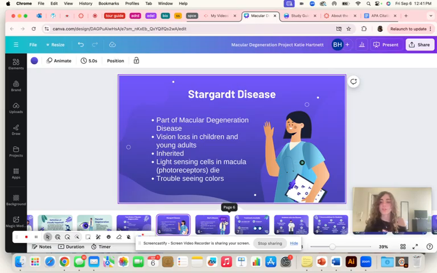When we're talking about children specifically, there are diseases that are most common in children. The first is Stargardt disease. This is a part of macular degeneration, and it causes vision loss in children and young adults. It is passed down from family members, and it's where the light-sensing cells in the macula, the photoreceptors, actually die. This can cause what I talked about earlier, which is trouble seeing colors. It can be really hard for students to identify colors, and I talk about this later in my accommodations.